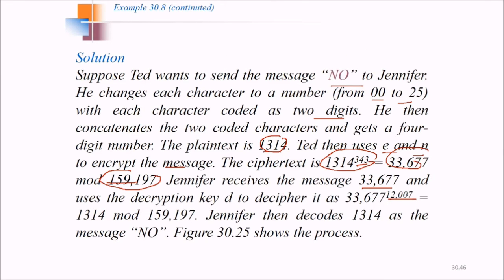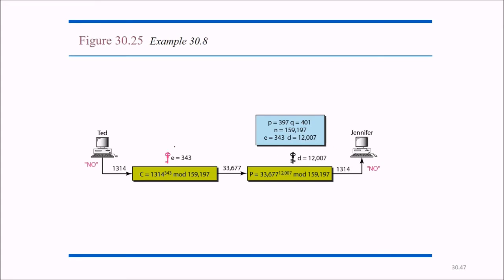And again we compute the mod with 159197, that will be 1314. So Jennifer then decodes 1314 as the message "no". So the total computation was like this. "No" was 1314, so 1314 to the power 343, E was 343, mod of 159197.